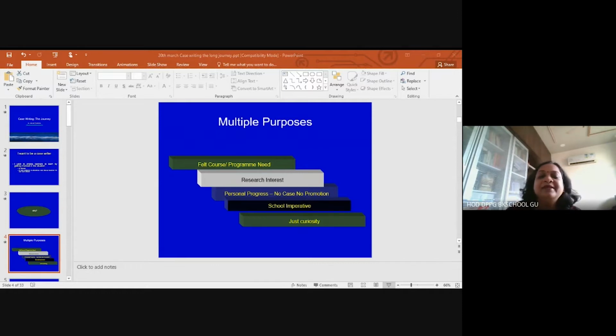So the main thing is how to write a case and what is a case. Let us try to understand what is a case. Friends, a case is a description of a real life situation involving a decision maker. Whatever is happening in real life, when you are trying to describe it, and when you put a person as a decision maker, that may become a case.